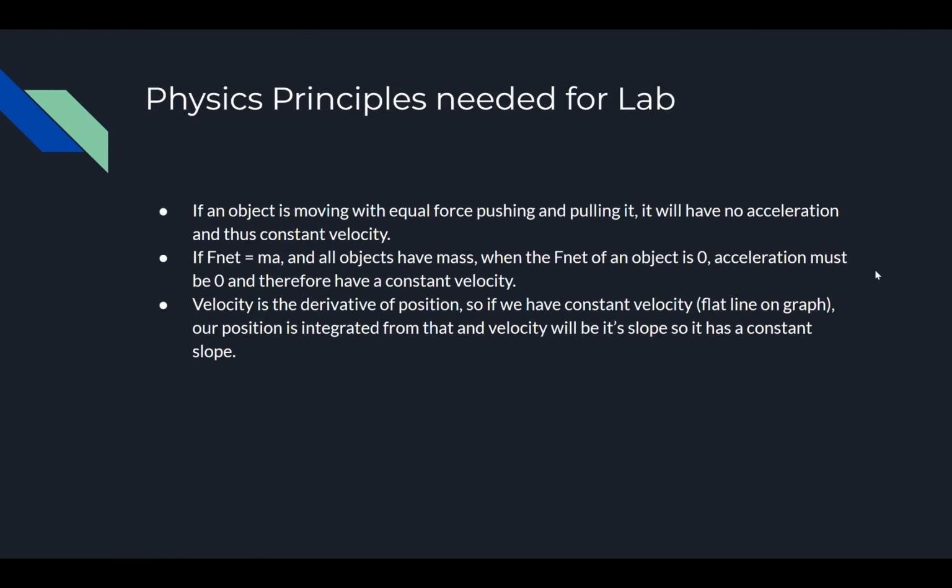If there's an equal number of pushes and pulls on the object, it will have zero net force and no acceleration. If F net is equal to ma in Newton's second law, and F net is zero in this case, then zero is equal to the mass times acceleration, and 0 divided by mass is equal to 0. So therefore 0 is equal to acceleration. It will have a constant velocity. Velocity is the derivative of position as well. So if we have a constant velocity graph, which is a flat line, then our position is integrated from that velocity, and it will be our slope of our position, which will be constant.